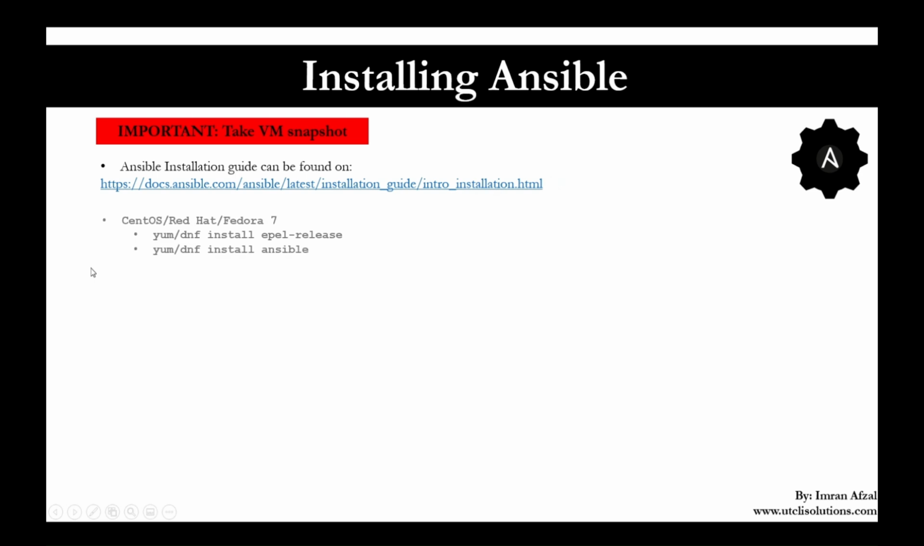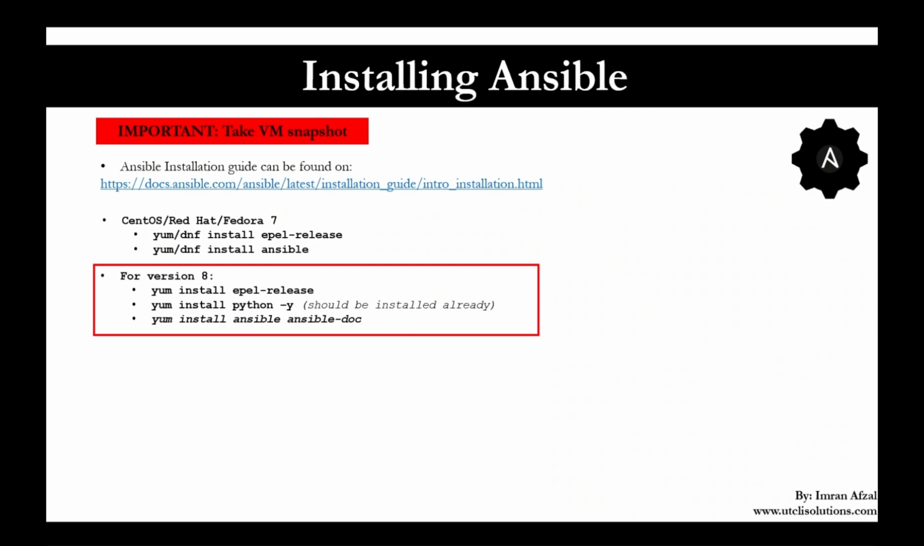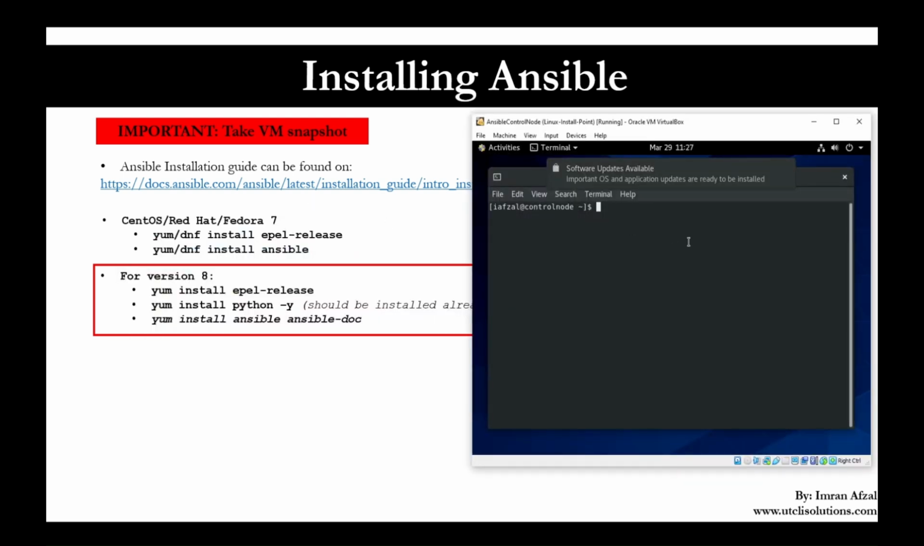The next step is for CentOS, Red Hat, Fedora version 7, you will have to run the command yum or dnf. DNF is going to be replacing yum eventually, so for now you can use either. So install epel-release and then install Ansible. Now for CentOS 8 or any of the version 8, these are the instructions that we will follow. Go back to our Linux machine. To follow these instructions and install any package, we have to run the command as root. So become root.